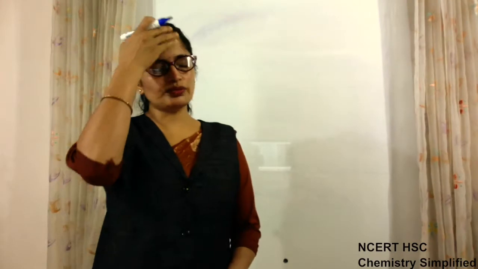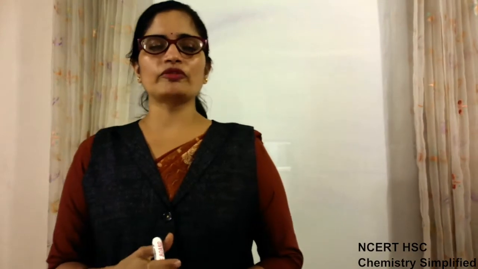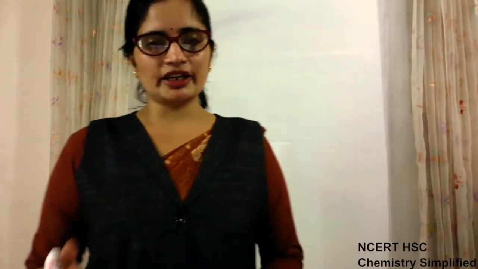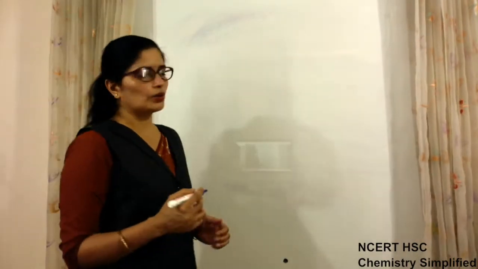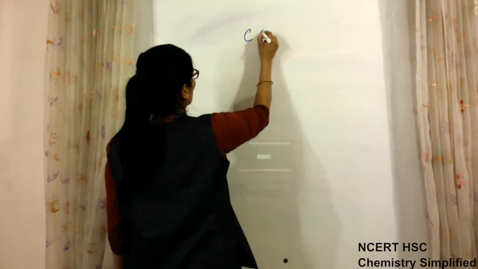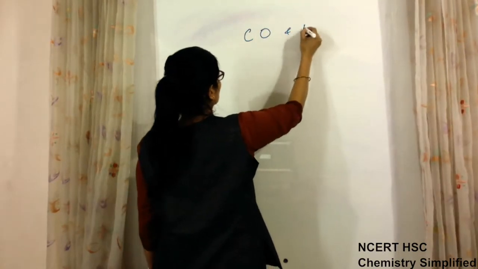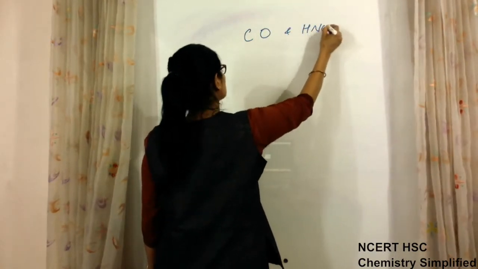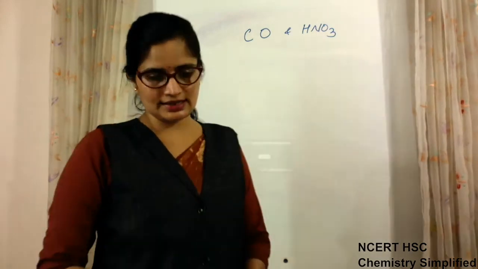Let us continue with yesterday's topic. We were discussing Lewis structures, and we had seen covalent bond formation. So today we'll continue with the same. Yesterday I was telling you about the formation of the carbon monoxide molecule, and nitric acid we had taken, or sulfuric acid, any one acid we can take.